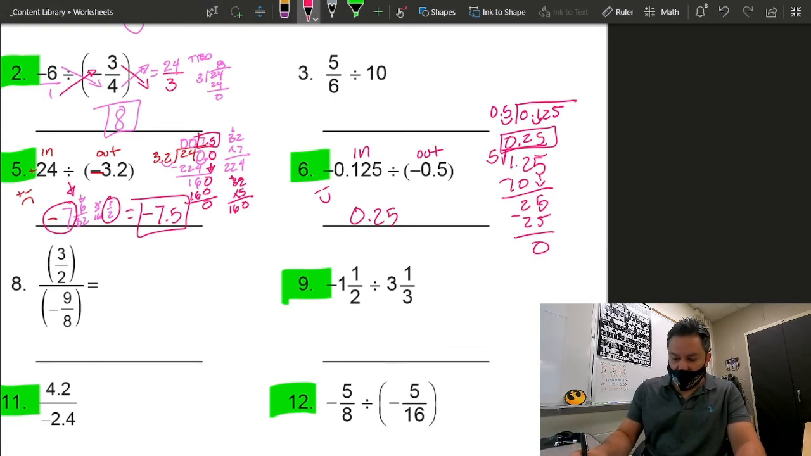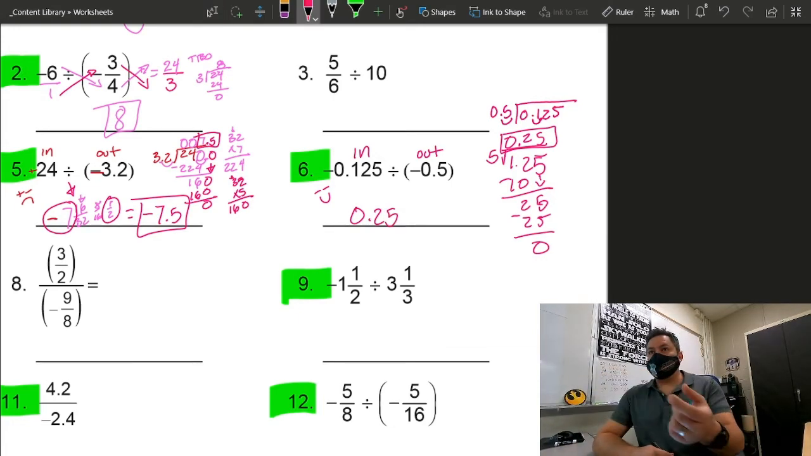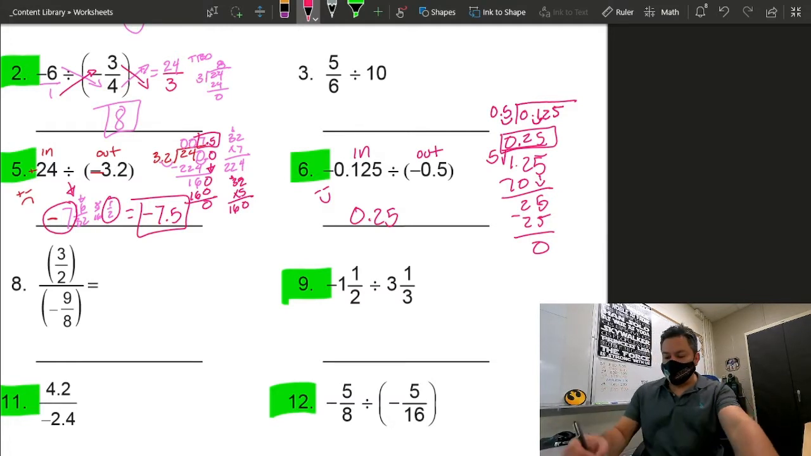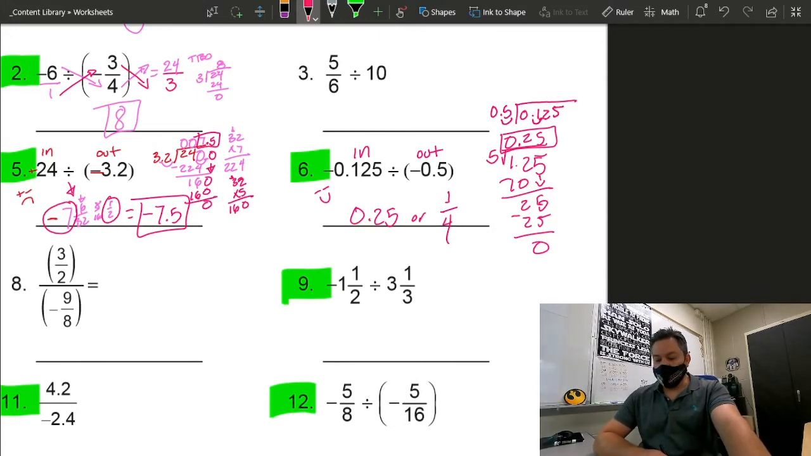Think about money. How much is that? A quarter. How do you write it? One what? 1 quarter. What number is a quarter? 25. How will you write 1 quarter as a fraction? 1/4. Come on. So either one of those two answers will be acceptable.